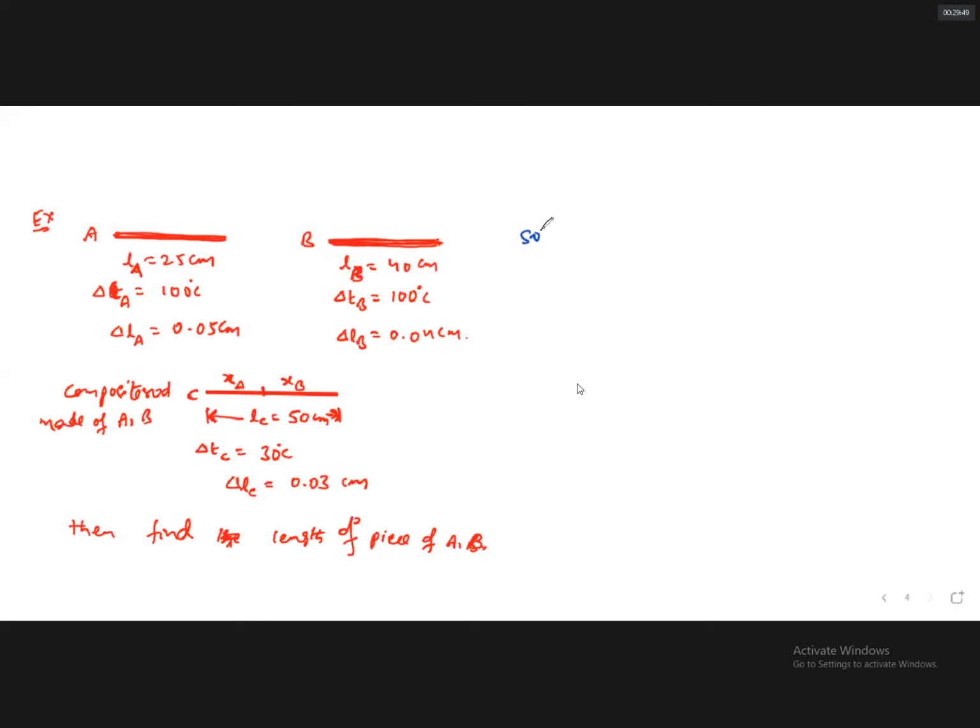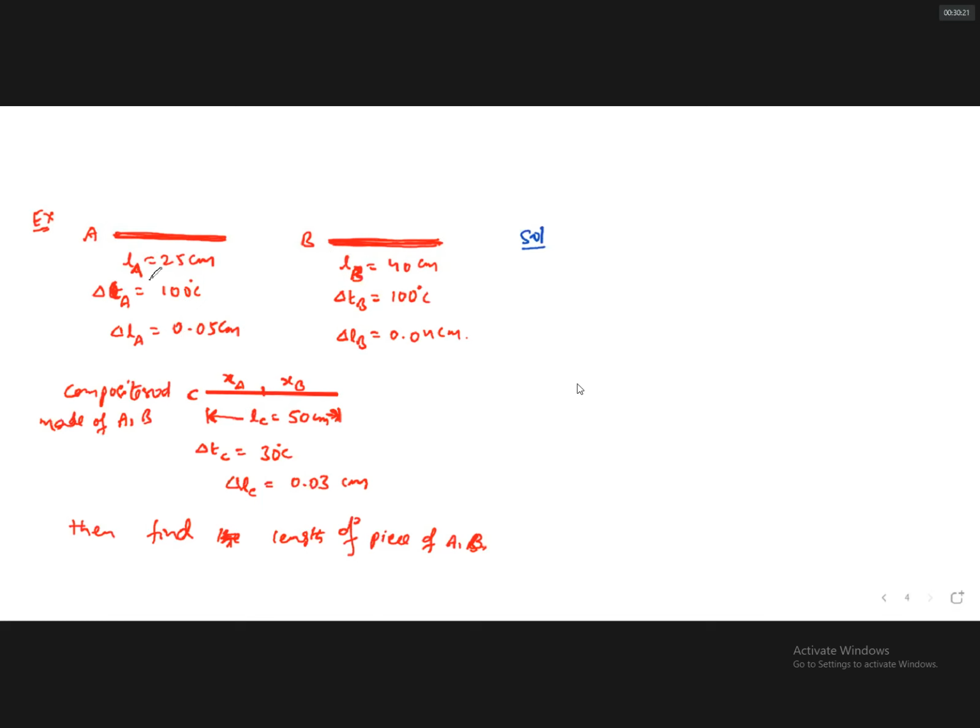According to the given information, the composite rod's initial length is 50 centimeter, and the increase in length of the composite rod is given. The composite rod is made up of the first and second rod, A and B. So the length of the piece of A should be XA, and the length of the piece of B should be XB. Then we need to calculate the XA and XB values.